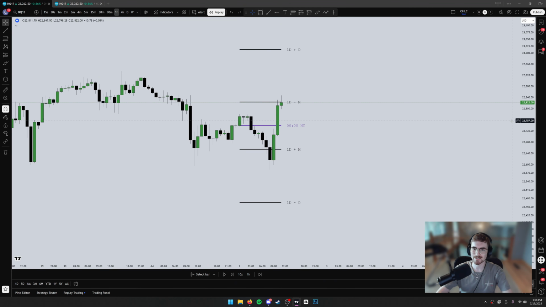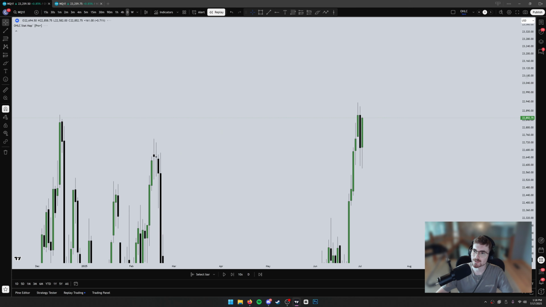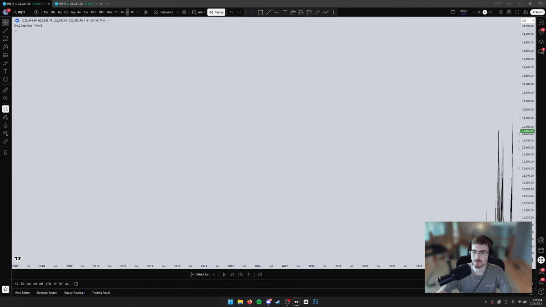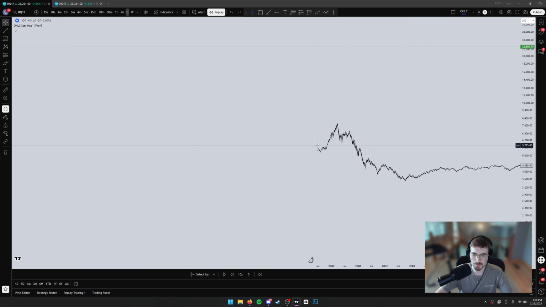All right, so I'd like to introduce you guys to the OHLC stat map. This is an indicator created by Joshu and 2 Degrees that I pretty much use every single day. The way it works is super simple. I'll just describe it really quick. If I go on my daily chart and zoom all the way out, I'm on the premium TradingView plan, so I have quite a bit of look back data. It goes all the way back to July of 1999.